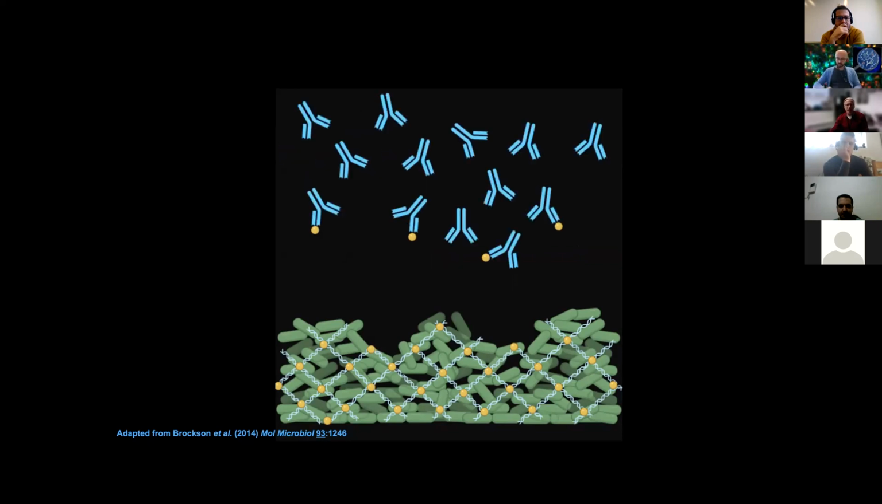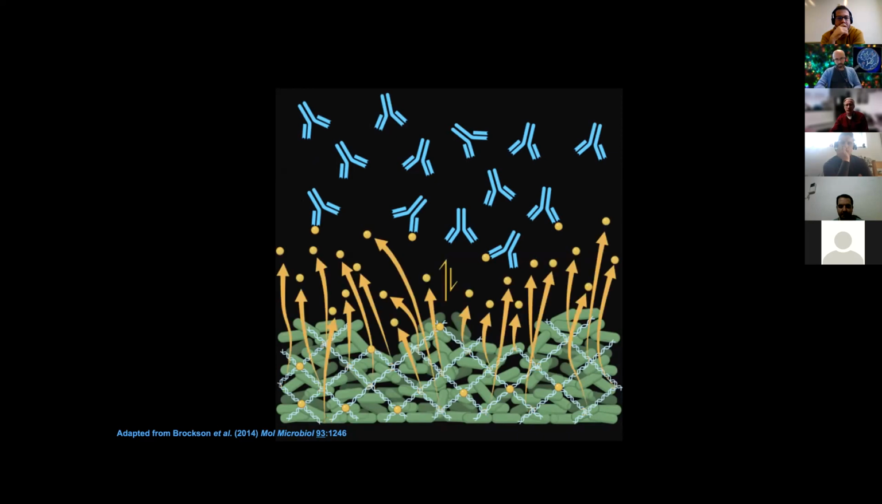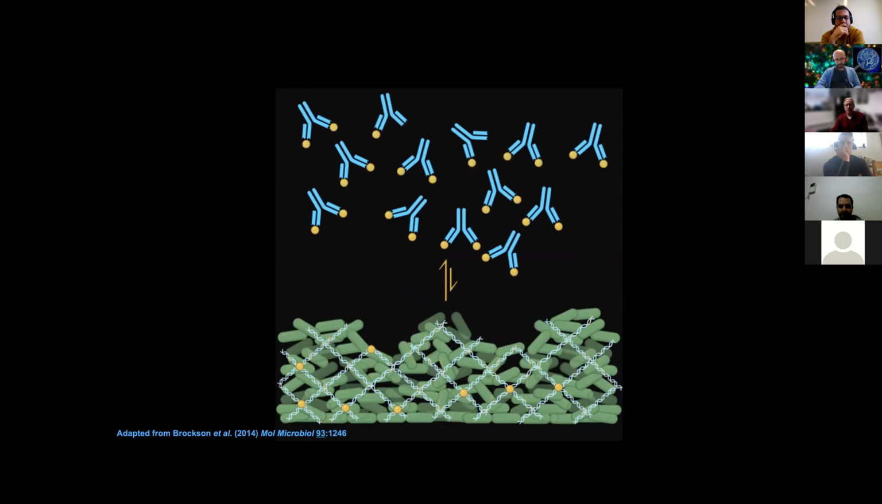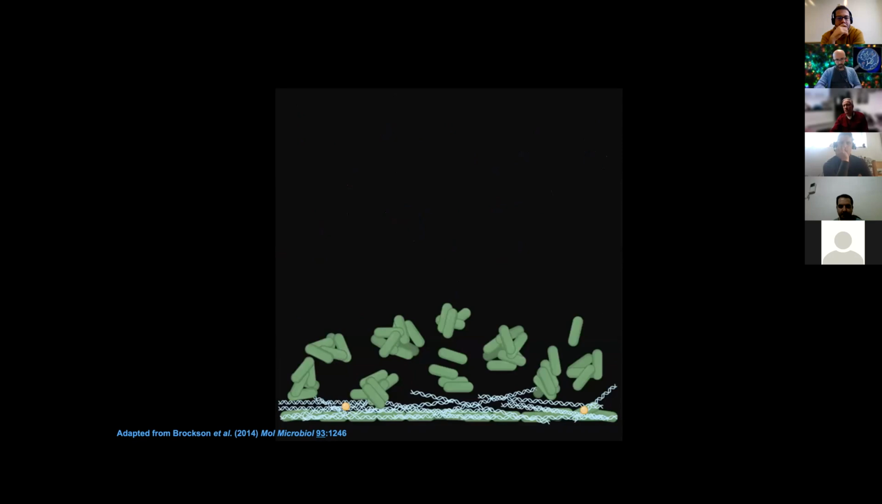So what's actually going on? This is a cartoon. The biofilm bacteria are represented in green, the DNA in white, and the DNABII proteins are the orange circles. You can see that the DNABII proteins prefer to bind to the vertices of the DNA, but some of them are in equilibrium with the bulk media. When we add antibodies, the antibodies are able to sequester the free protein. That shifts the equilibrium, eventually causing catastrophic collapse of the biofilm.